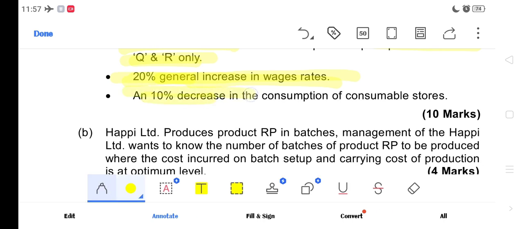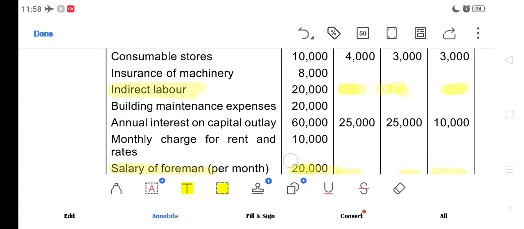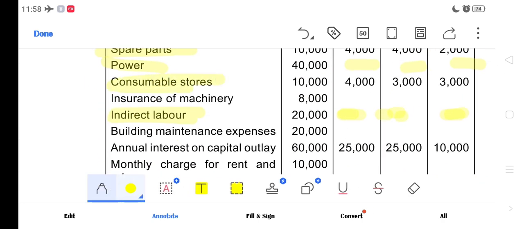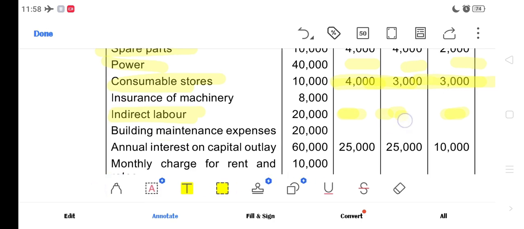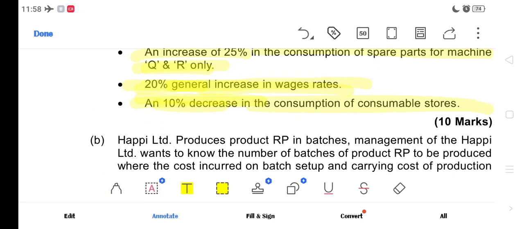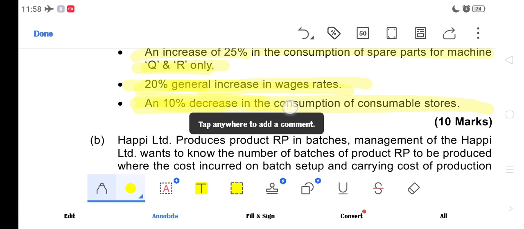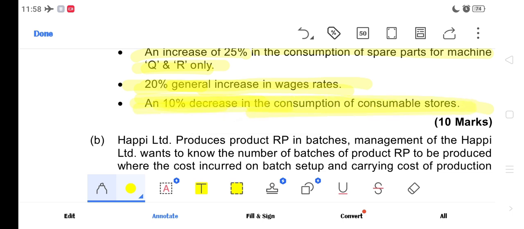Okay, now, there is also a 10% decrease in the consumption of consumable stores. There is something called consumable stores here, no? So they have given the apportionment also. So for that you need to apply the 10% decrease. Why? Because there is a 10% decrease in the consumption of consumables, he says.